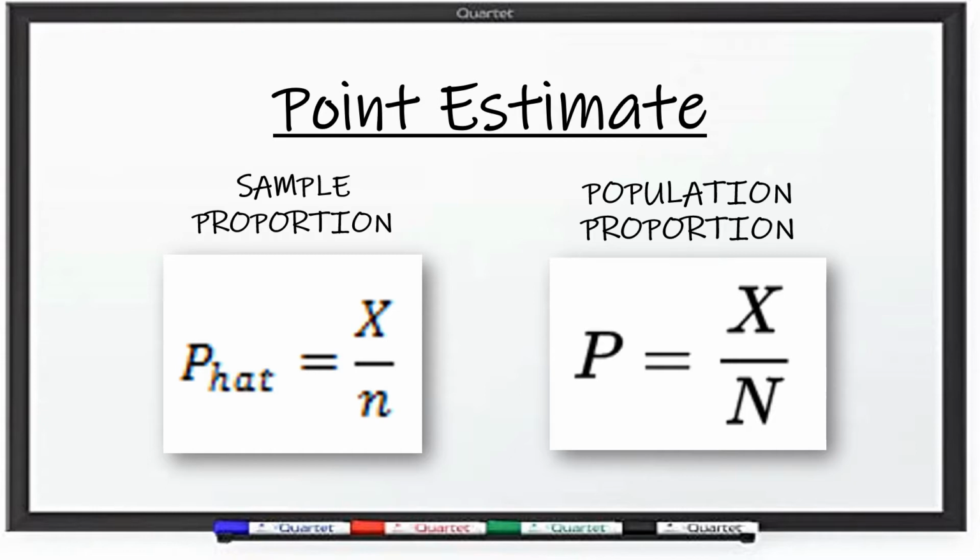X is the number of population units that possess the characteristics of interest, and N is the population size. The point estimate for the proportion of failures is q hat equals 1 minus p hat. This is the meaning of the formulas for sample and population proportion. A point estimate leads to what we call a confidence interval.